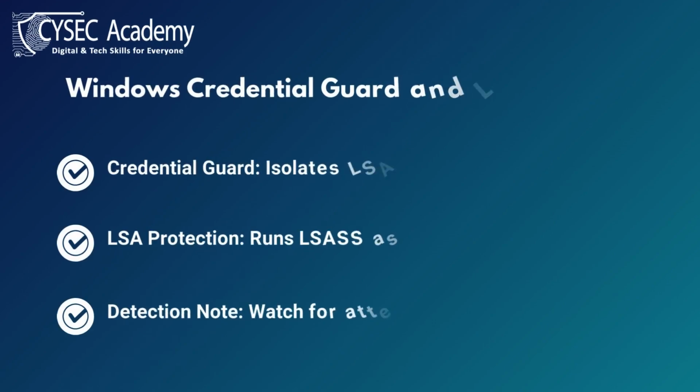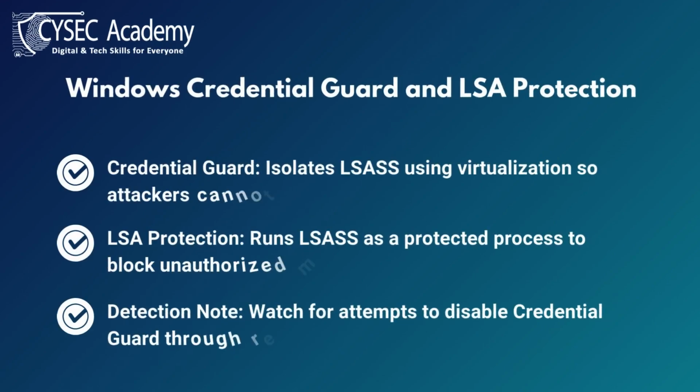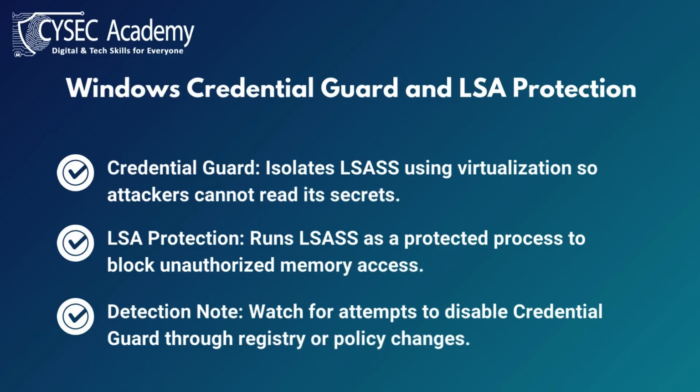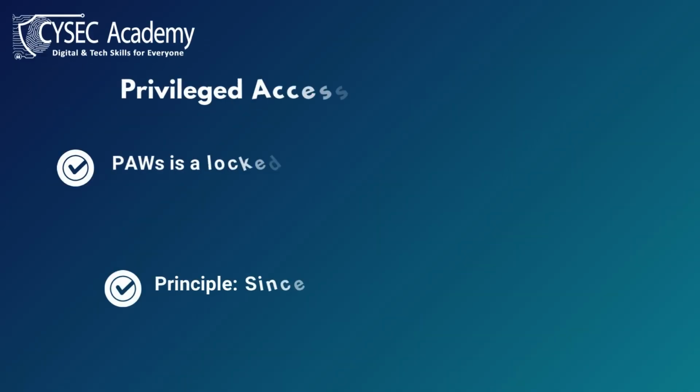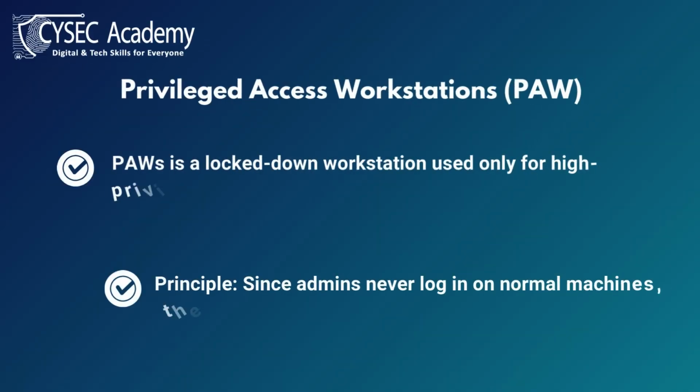1. Windows Credential Guard and LSA protection. Credential Guard is a VBS security feature that isolates LSASS so attackers cannot read its secrets, blocking most credential dumping attempts. LSA protection is a setting that forces LSASS to run as a protected process, preventing untrusted tools from accessing its memory. Detection note: if Credential Guard is enabled, focus on spotting attempts to disable it through registry or policy changes.